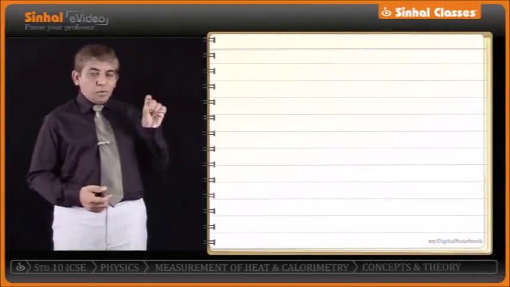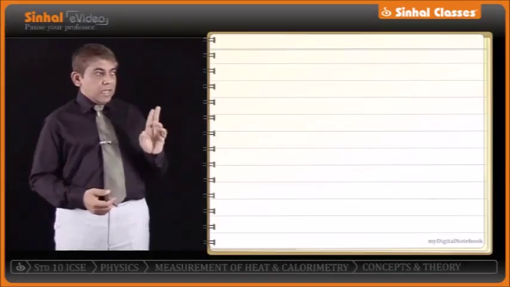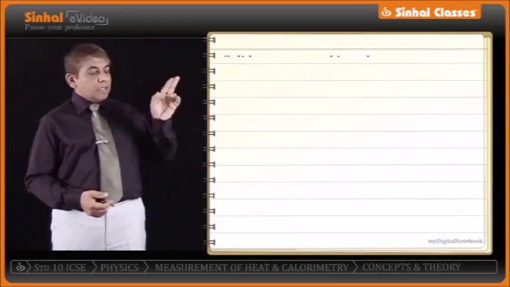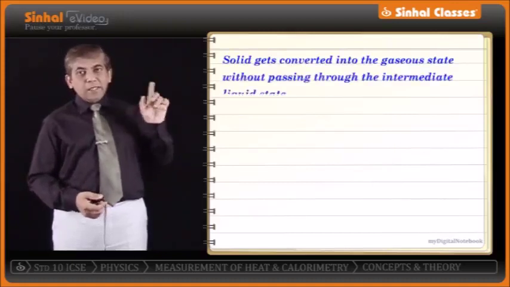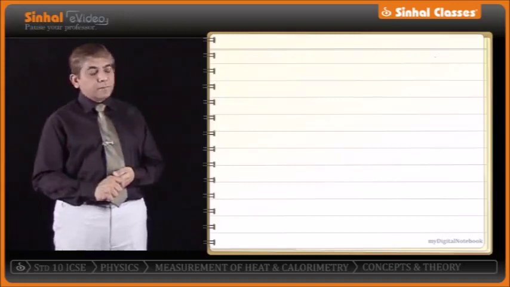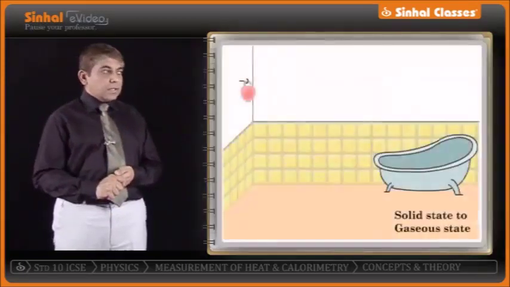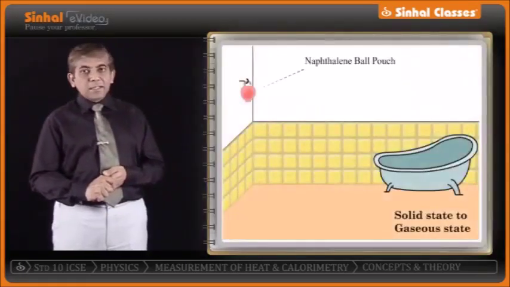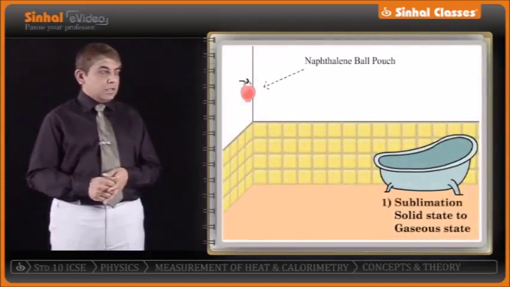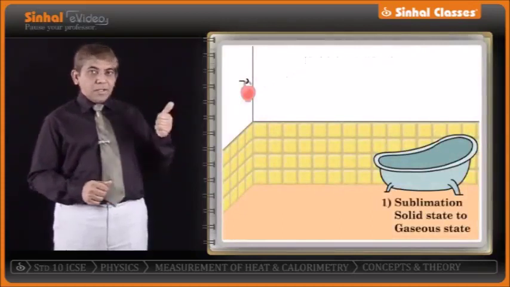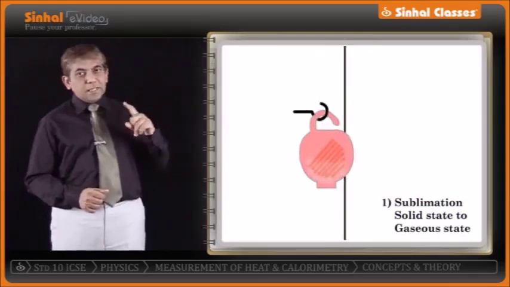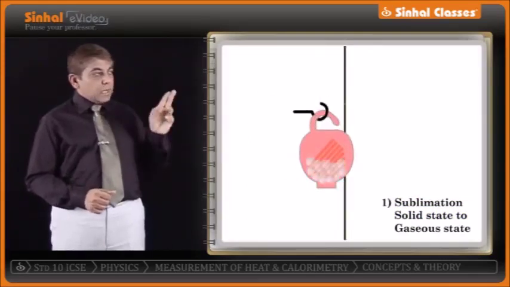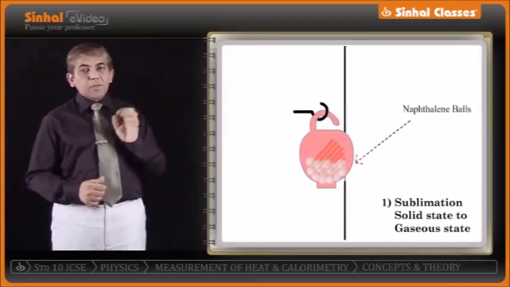But there is one more specific case wherein we see that solid gets converted into the gaseous state without passing through the intermediate liquid state. This particular thing happens in the process which is called as sublimation. Yes. So sublimation is a process wherein the solid gets converted into the gaseous state without passing through the intermediate liquid state.